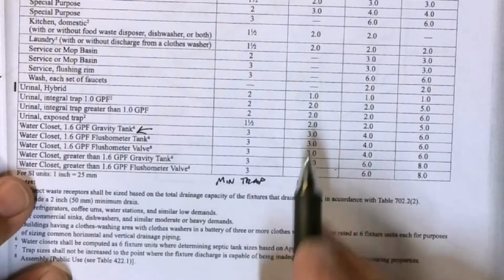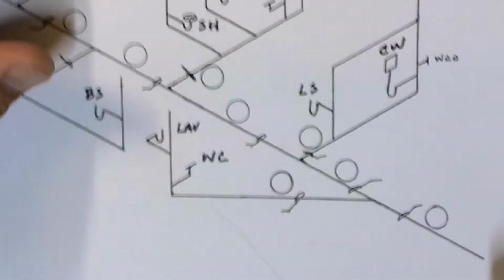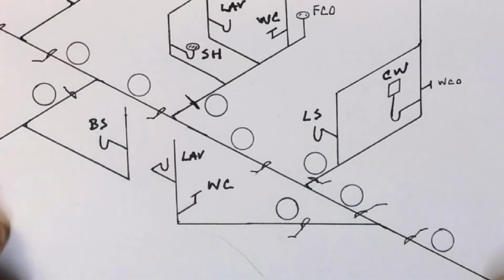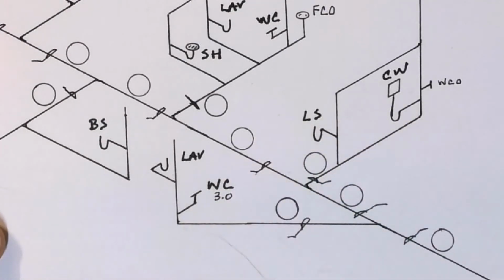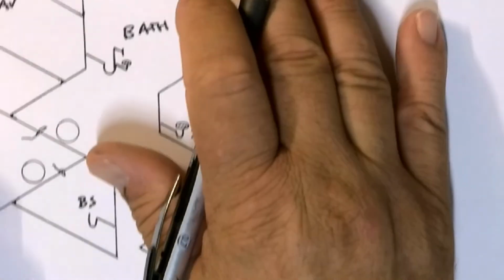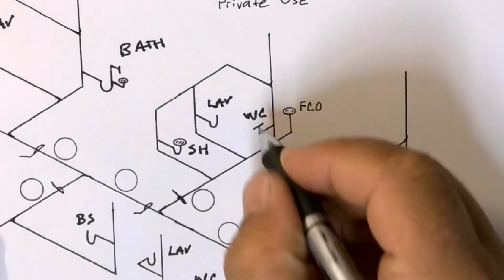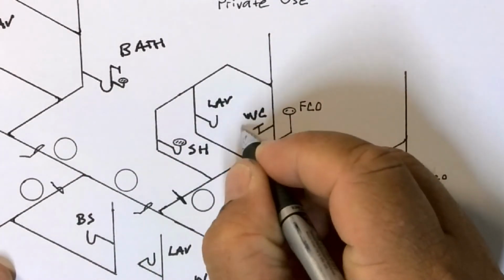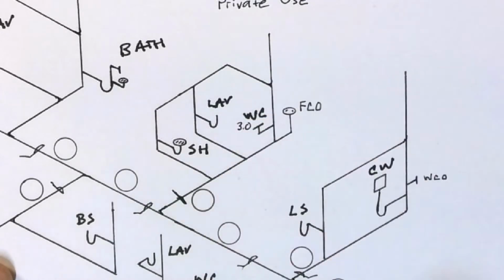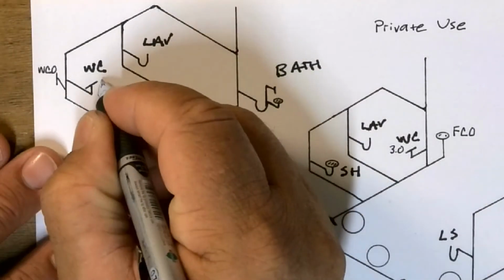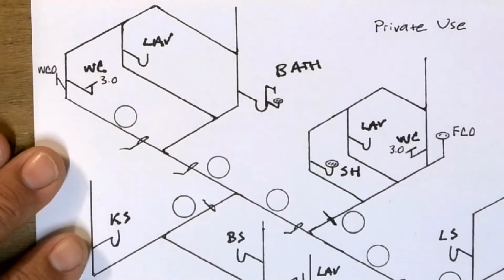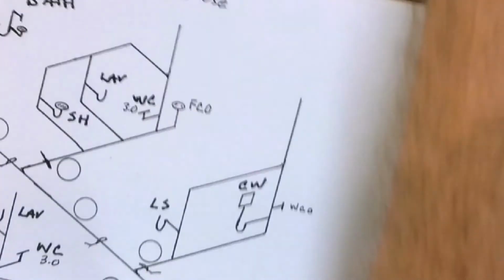Okay, so we go over to our nice little isometric here, and for each water closet, we are going to put a 3.0 right next to it. This water closet over here, we're going to write 3.0. And then this water closet over here, we're going to write 3.0.